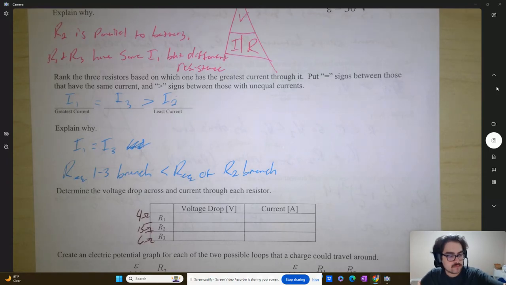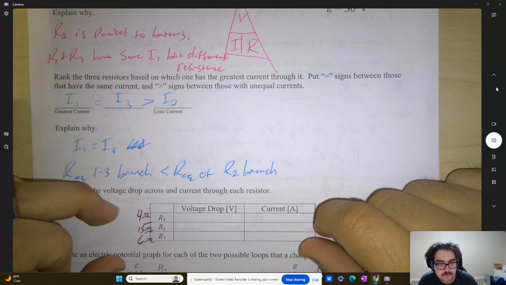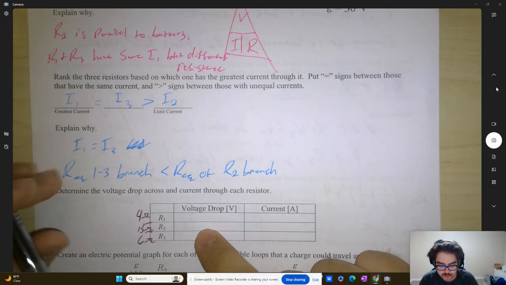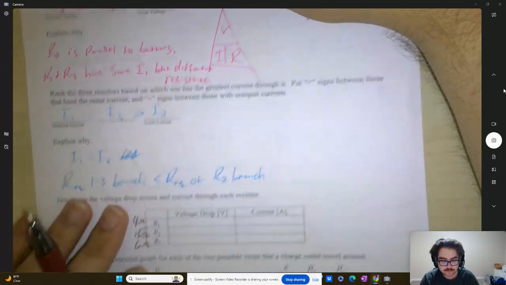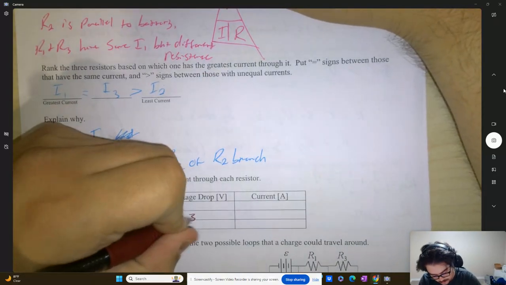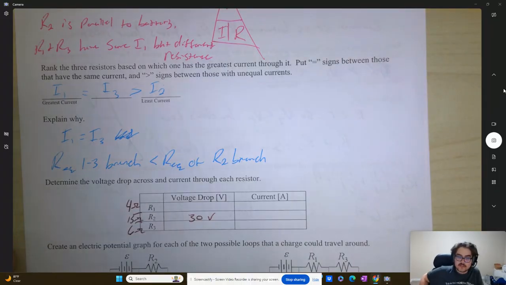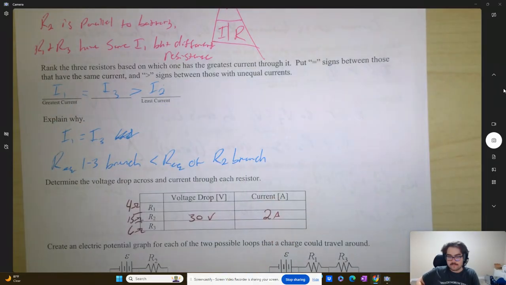Okay, so we got all that. Actually, we can immediately get the voltage through R2, because it's in parallel. So we're going to get 30 volts through that. We can automatically get the current too, if we do 30 divided by 15, which is 2 amps.